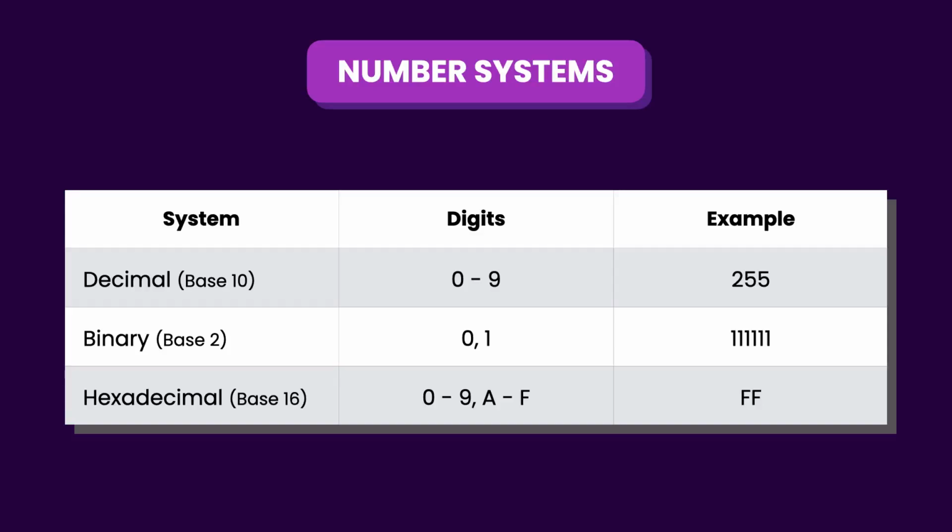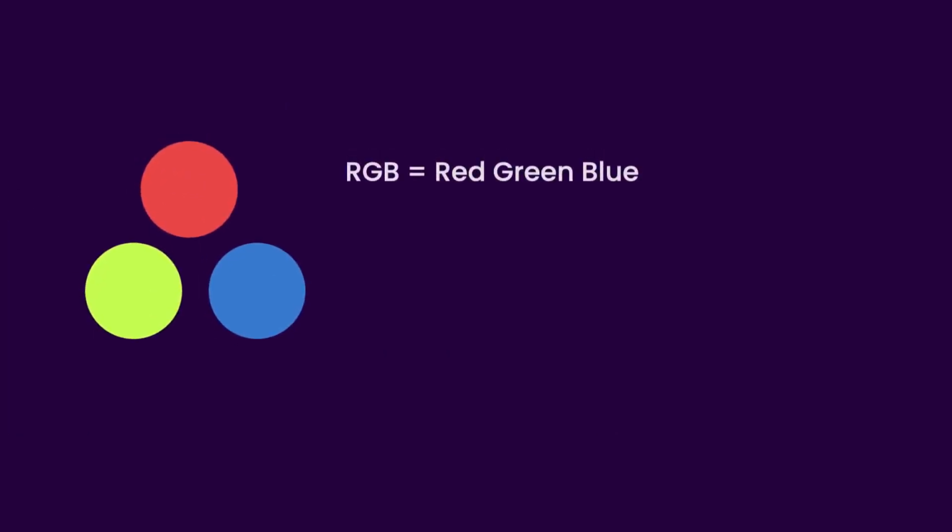Now in programming, we use hexadecimal numbers to represent colors. You probably heard of RGB or red, green, blue colors. Using only 6 digits of a hexadecimal number, we can represent any color. That's very useful. We don't have to deal with really large decimal or binary numbers.